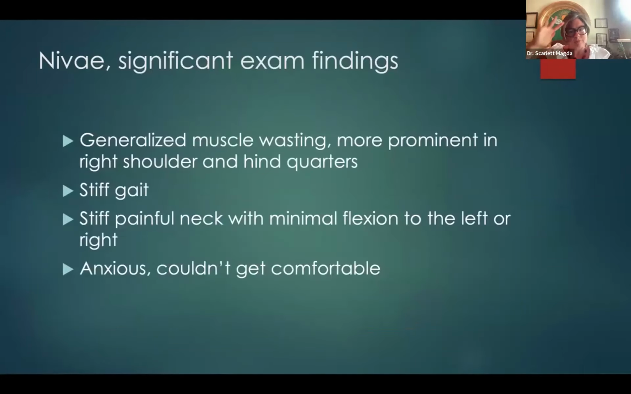Her significant exam findings included generalized muscle wasting, being more prominent in the right shoulder and hindquarters, having a stiff gait, a stiff, painful neck with minimal flexion to the left and right, being anxious and unable to get comfortable.